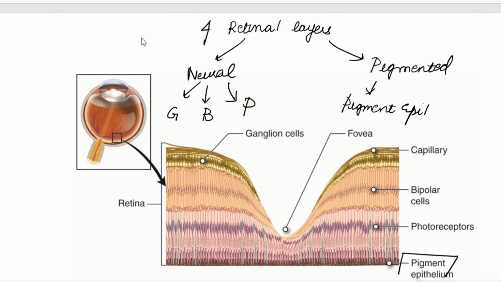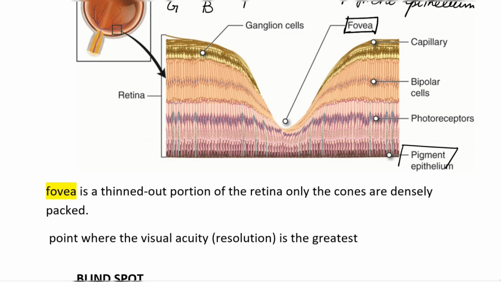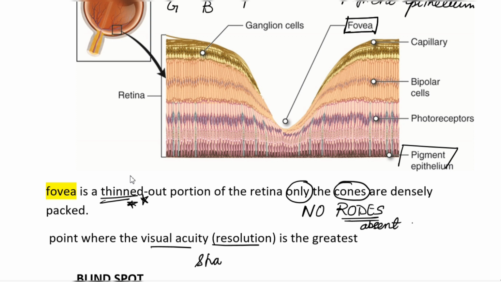Here can you see the central pit? This central pit is called the fovea. Fovea is the thinned out portion of the retina where only the cones are densely packed and rods are absent. And this is the place where the resolution of vision is highest. Resolution means visual acuity, that is the sharpness of vision. So this fovea is the place where the resolution is maximum, the greatest.